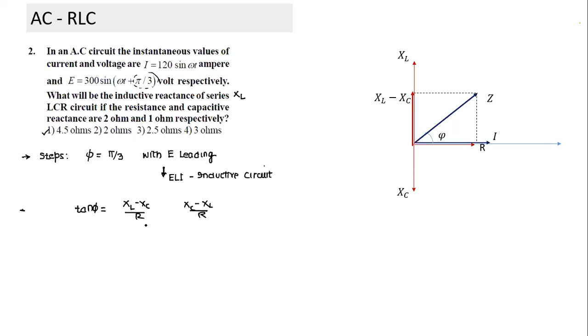XL minus XC. XL minus XC. Why? Because it cannot be XC minus XL. This is the only option. Okay, so this is equal to pi by 3. So what do we get here? Root 3 is equal to XL minus, and what is the XC value given here? 1 divided by 2. Something like that.